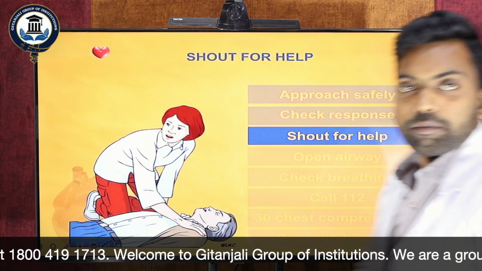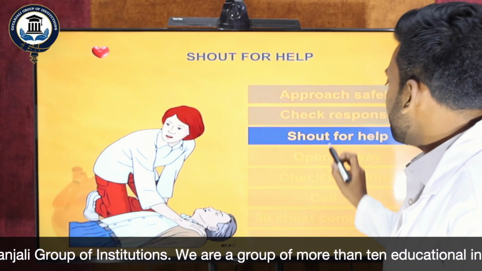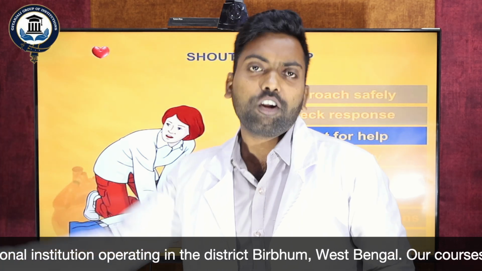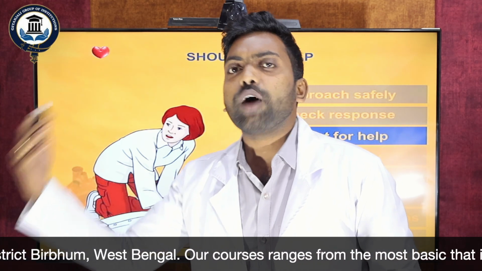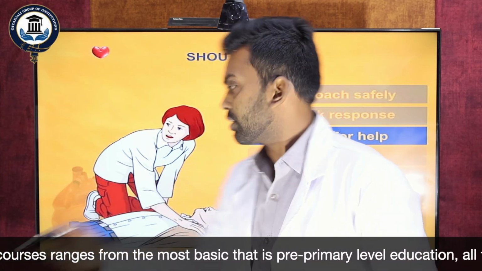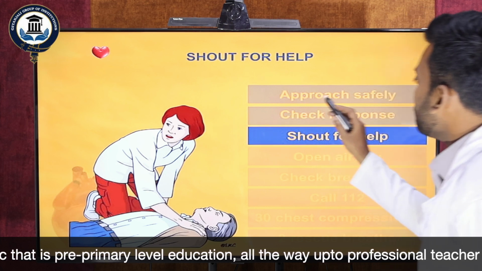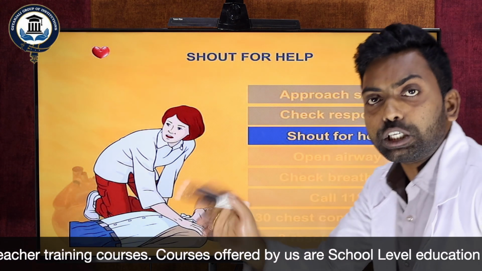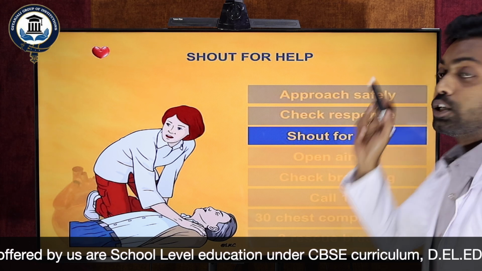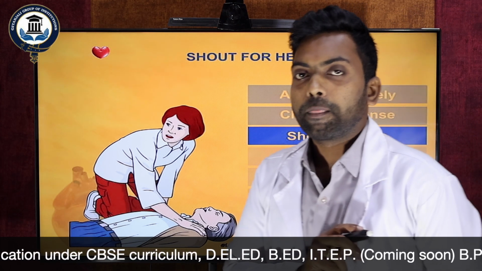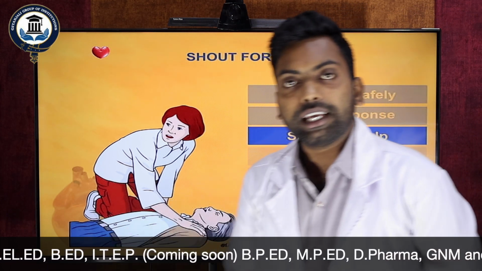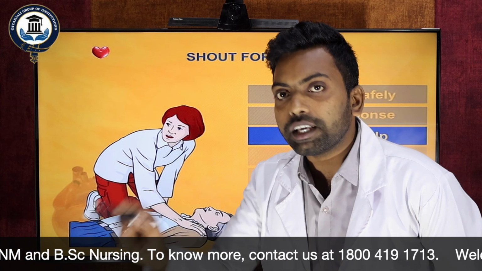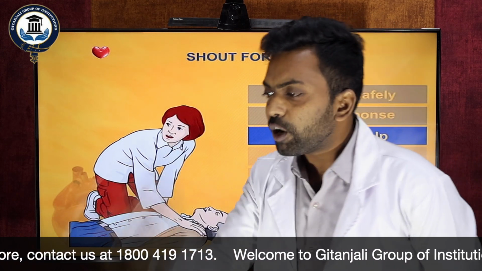And next we are coming to the topic, and the next step is shout for help. Suppose someone is going to fall on the road, someone is unstable, someone is unconscious, and the two steps are completed. You approach the safety, second you check the response, still there is no response, and third is shout for help. It is mandatory, because someone is lying there with no response. You are thinking, yes, something is wrong there. You are only one person.